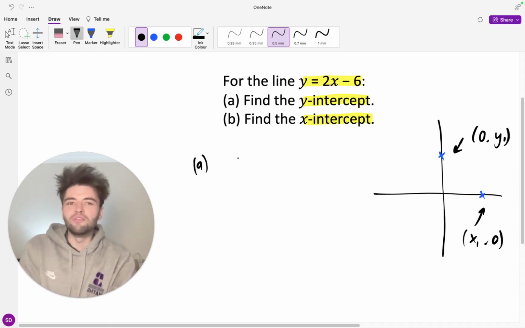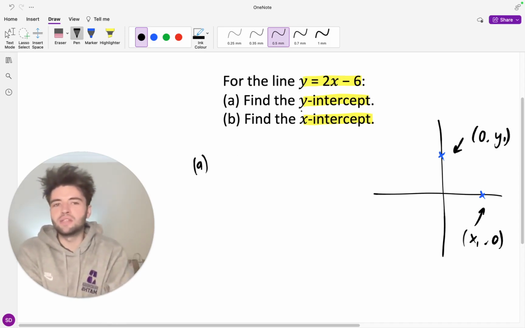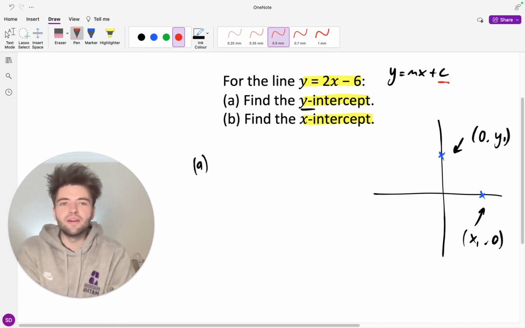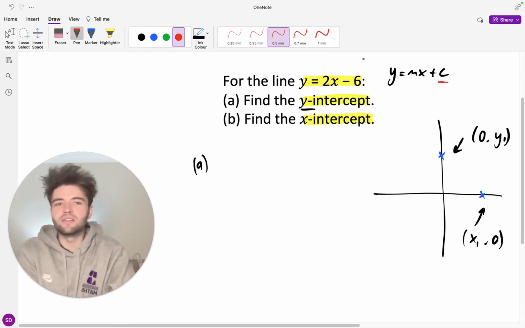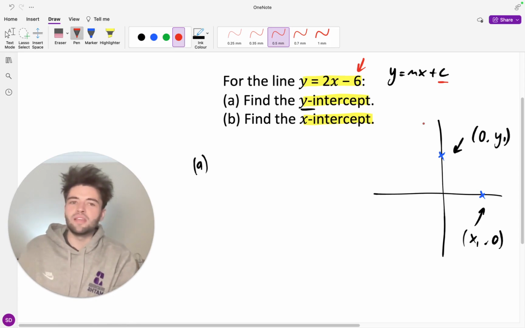And the process is actually really simple. For the y-intercept, it's even simpler because you can see we're given our line in the form y is equal to mx plus c. And our c in this case is going to be minus 6. This c is actually the y-intercept.